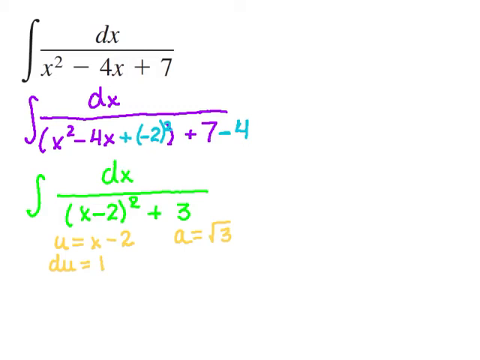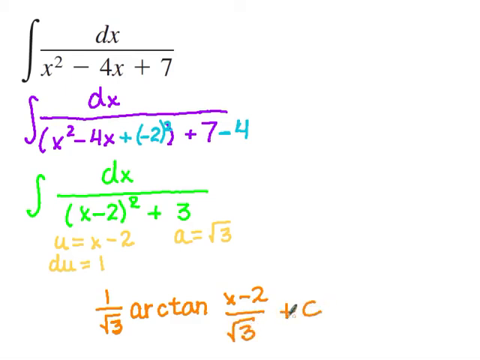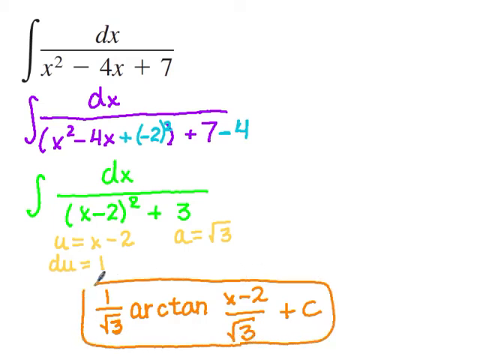Okay. So now the arctangent formula will be 1 over a, which is 1 over root 3, arctan of u over a, which is x minus 2 over root 3, and then plus c. 7 minus 4 is 3. Oh, that's where you got that from.